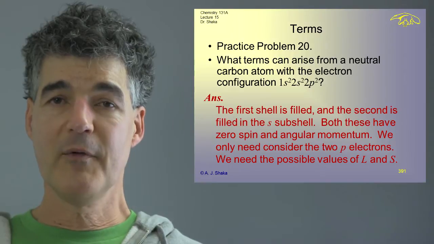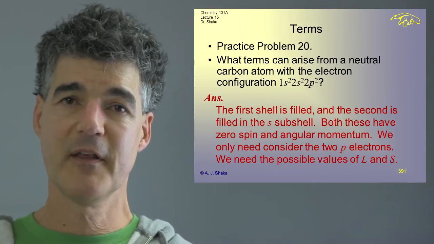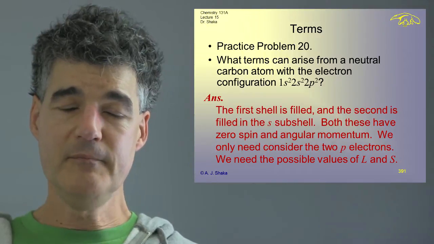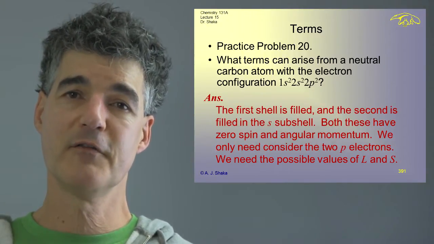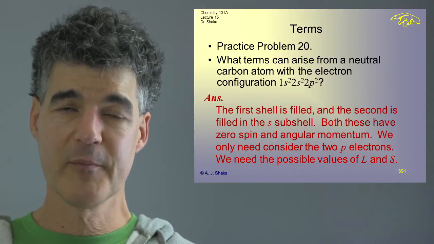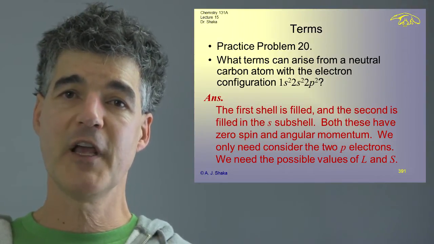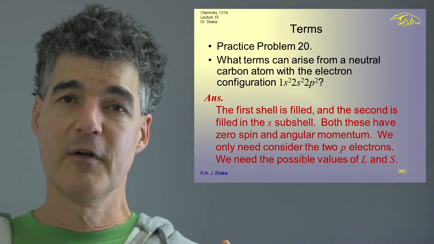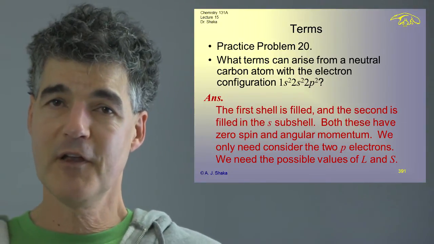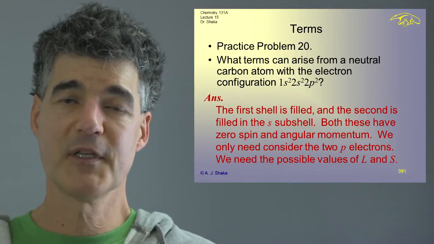Well, remember the way we approach these problems. We have to figure out the possible values of L based on the values of little l for each electron. We couple those together. Then we figure out the possible values of big S based on spin 1/2 for the electron. We couple those together. And then we use the Clebsch-Gordan series to get the possible values of J, which naively go from L plus S down to the absolute value of L minus S. So if we can figure out these possible values of big L and big S, we should be able to come up with the term symbols.